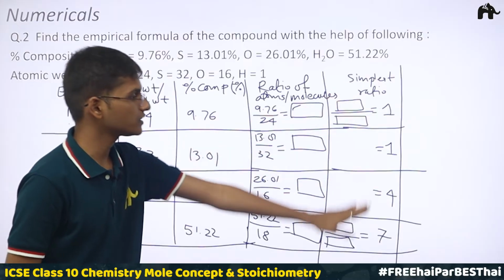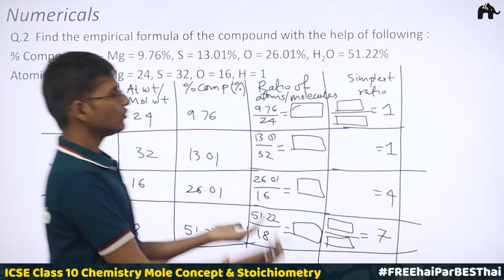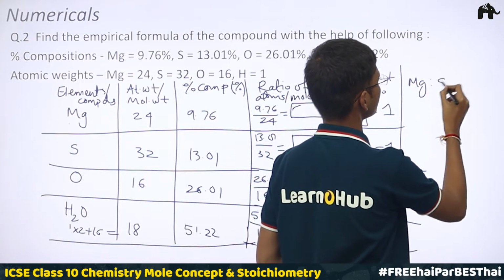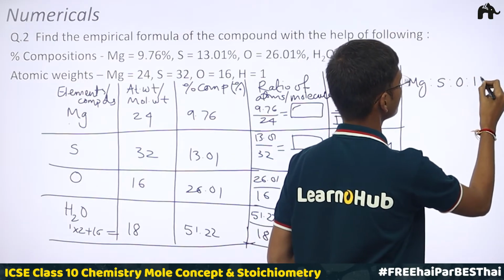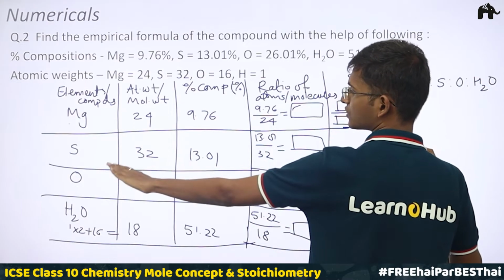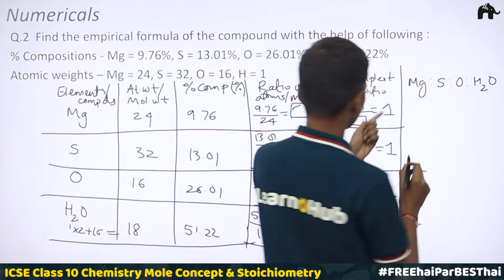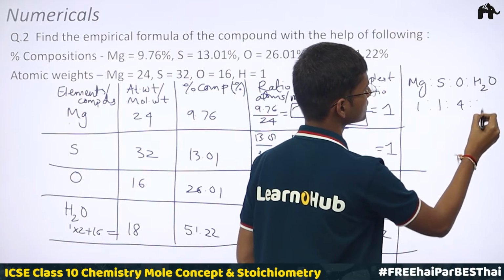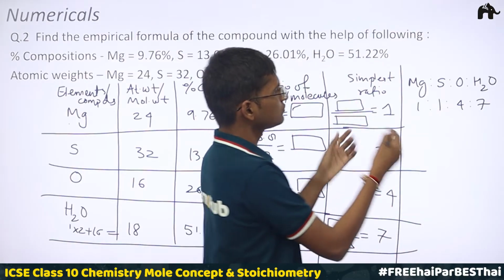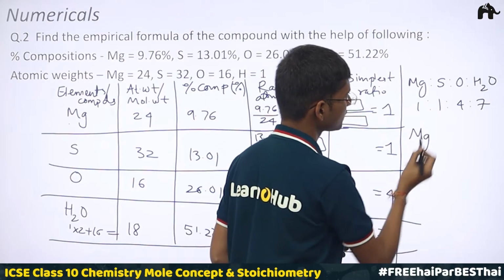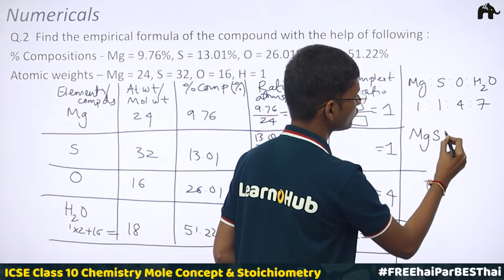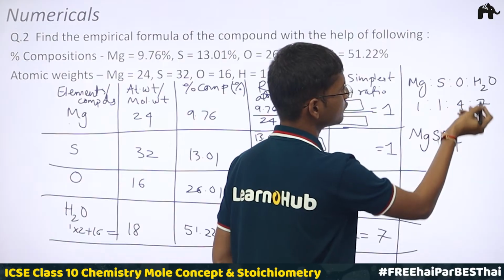So this is the simplest ratio we will get. Now we have to just write it here in this ratio form. Magnesium is to sulfur is to oxygen is to water, 1 is to 1 is to 4 is to 7. And then simply we have to write the empirical formula, Mg1 S1 O4, then water 7.